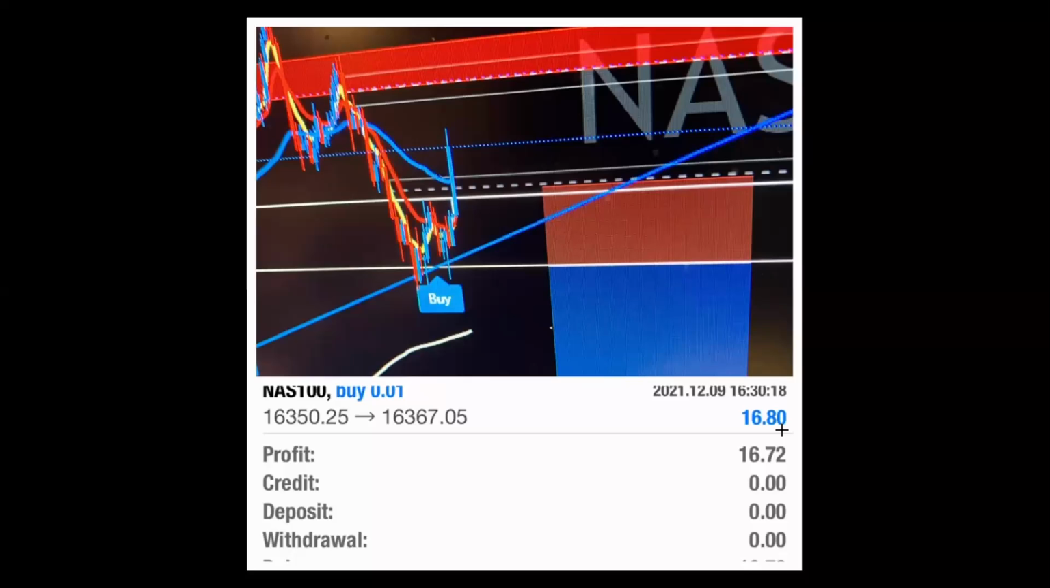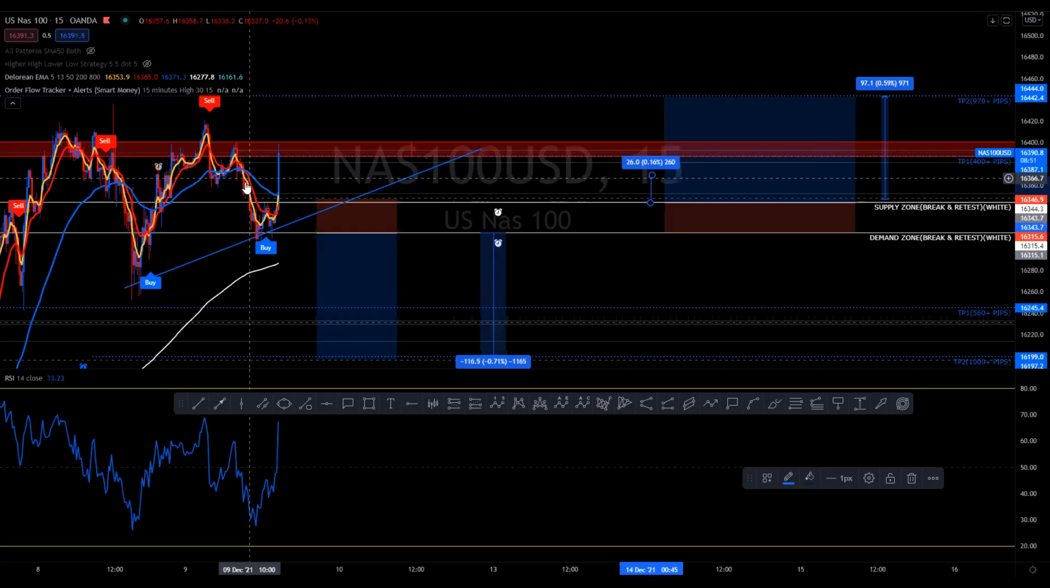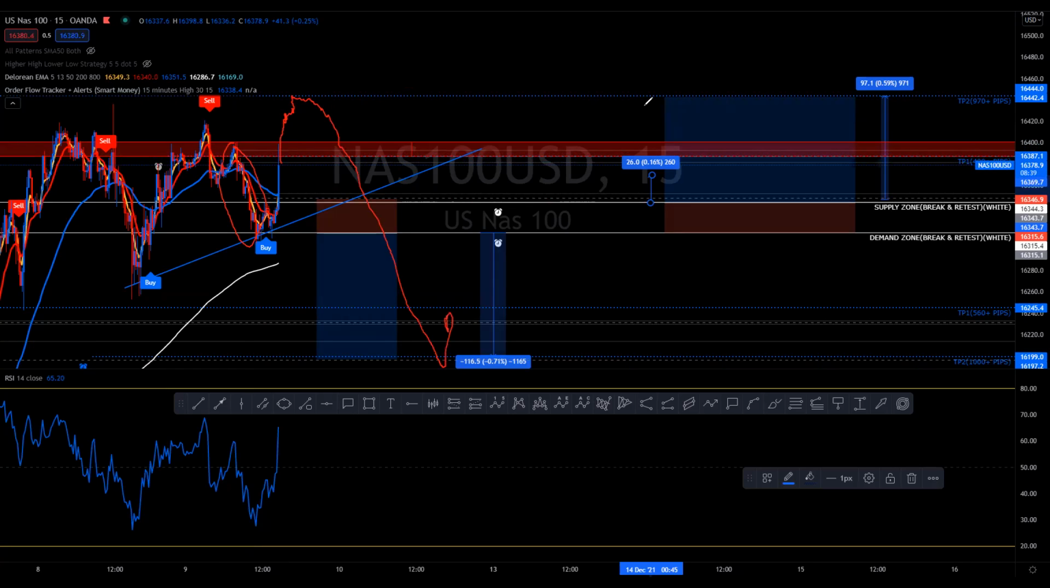So they went on ahead and decided to fill in this imbalance here. And there's a possibility they could drive it to make price overbought, maybe a little bit up to here, and then ultimately sell it down and fill all these imbalances here.